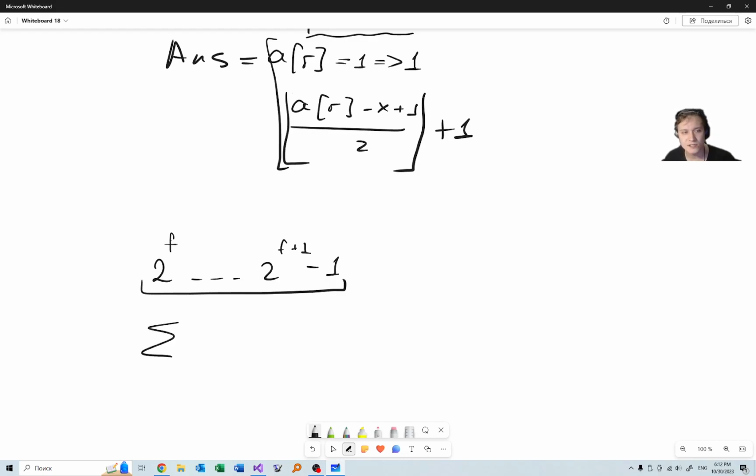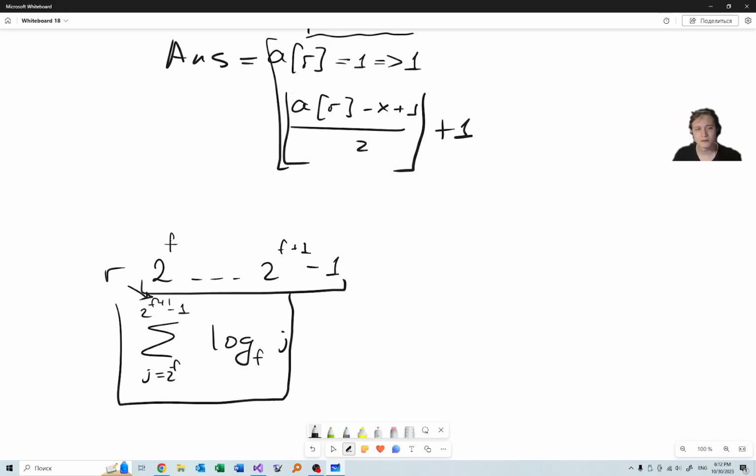And we want to sum up the logarithm of j with this base. And maybe here, instead of this number, we will have r. I guess we can again iterate over this logarithm, what it can be. Yeah, it's like a number from 0 to 63. And we can count the number of such numbers.